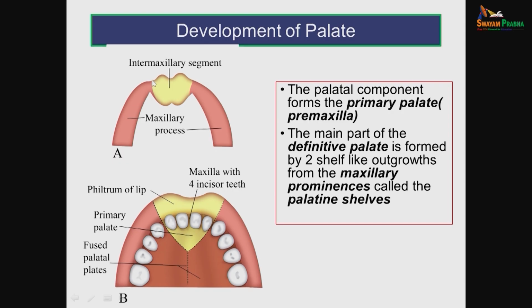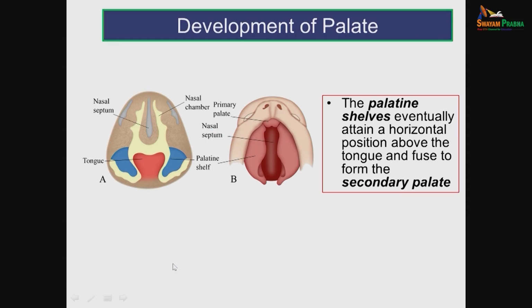You see in this picture, this is the maxillary process. There are going to be two shelf-like projections or outgrowths from the maxillary processes or prominences, which are called palatine shelves. What is given here in dark orange color is the palatine shelves. They are going to come from the maxillary process. From the maxillary process, on either side you have two shelf-like projections which are called palatine shelves.